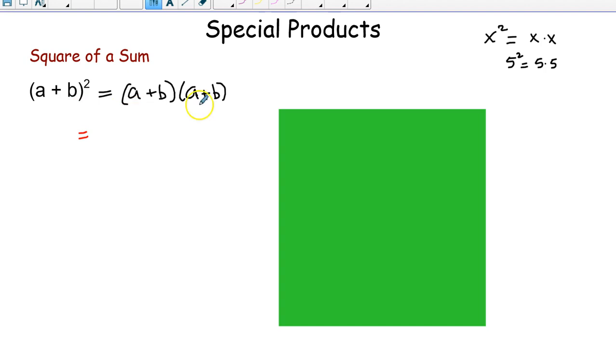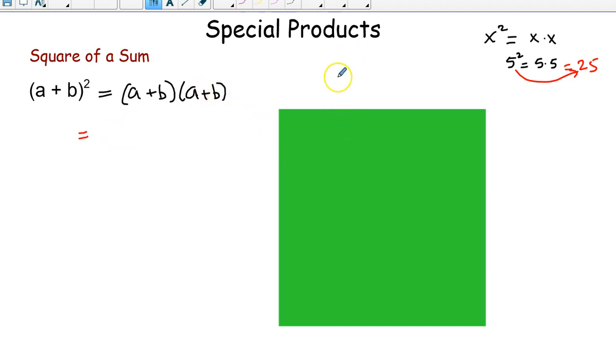So on squaring, like here, what is 5 square? 5 square means 5 times 5. And what is 5 times 5? 25. So we will end up saying 5 square is 25. Similarly, what is (a plus b) whole square? It is (a plus b) times (a plus b). But on multiplication of this, what is the result? That's the thing we are going to find.